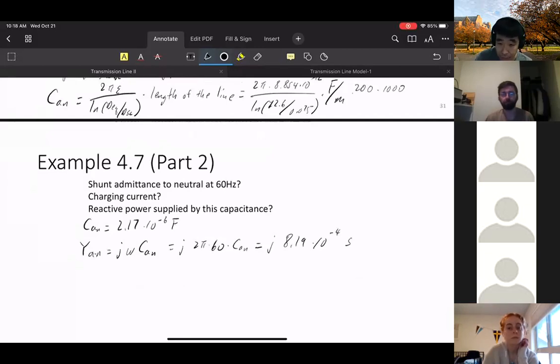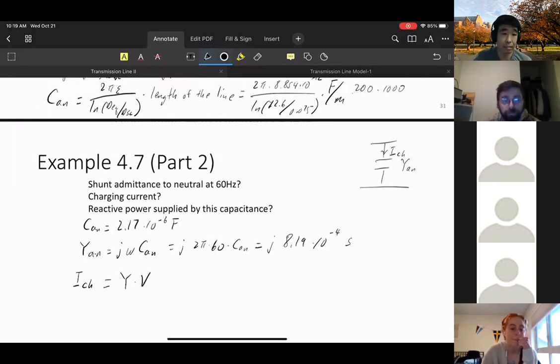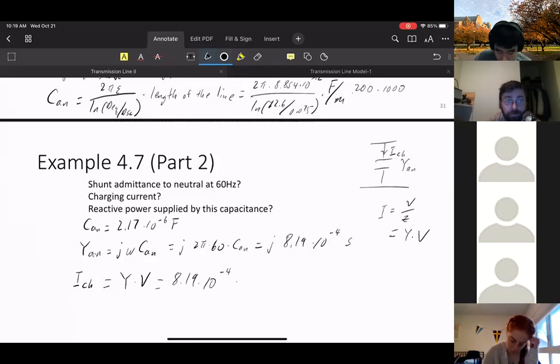So how do I compute the current going through this? Remember, this is my capacitor, which has a value of Y_AN, and we want to compute the current going through it. This is my charging current into the capacitor. The equation we use is Y times V, which is basically Ohm's law: the admittance times the voltage gives you the current. This comes from I equals V over Z, or Y times V, since admittance is 1 over the impedance. Y we know, this is 8.19 times 10 to the minus 4. What is V?